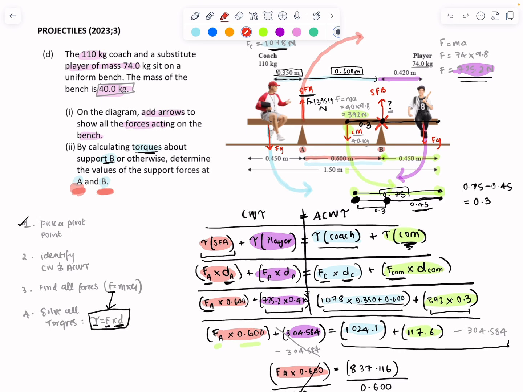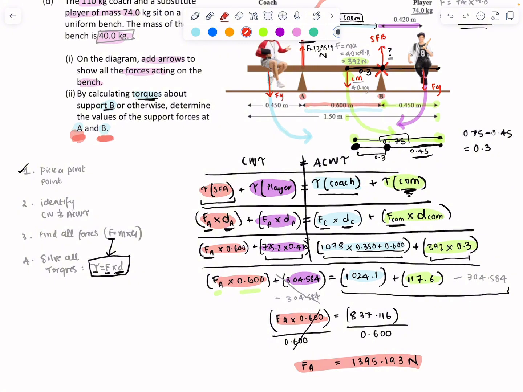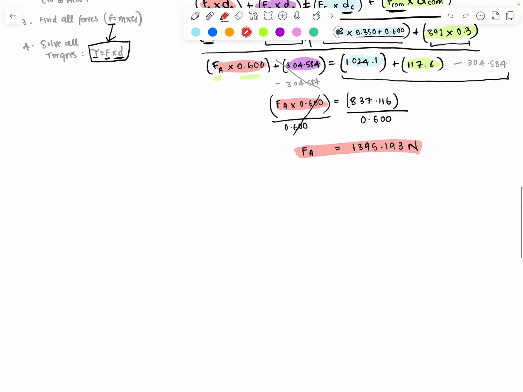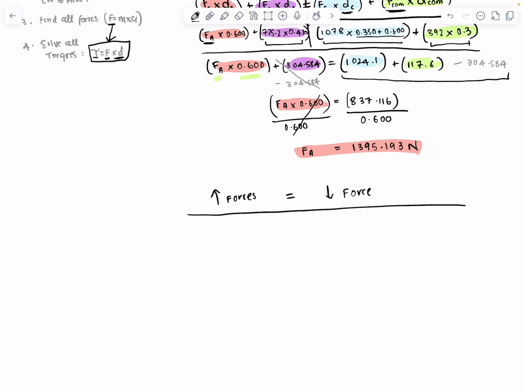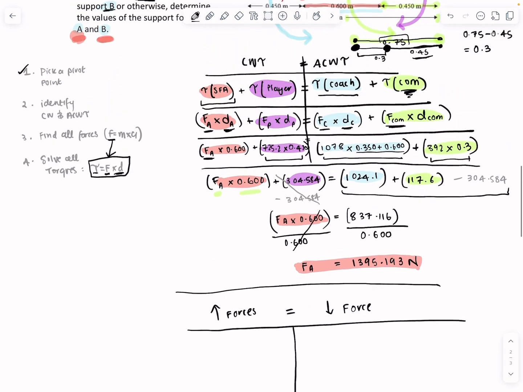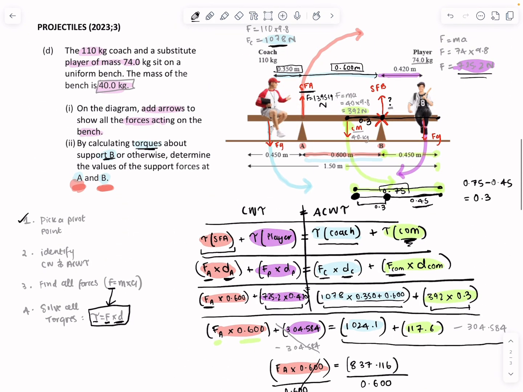an easier way. So while one rule might be that clockwise torques equal anti-clockwise torques, another rule that you should know about for maintaining equilibrium is that all the upwards forces must equal the downwards forces, okay? That's another rule that you should know. So again, we're doing a table again, but a different version. And so let's identify all of our upwards forces.